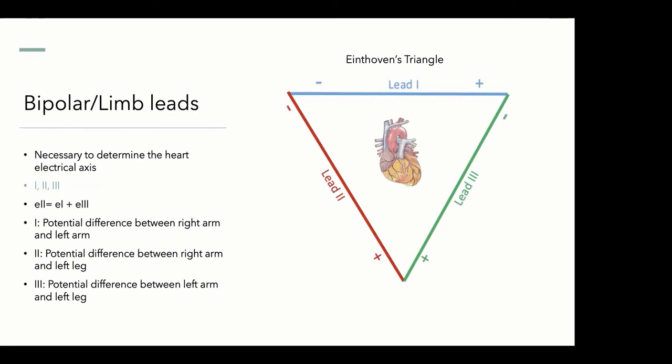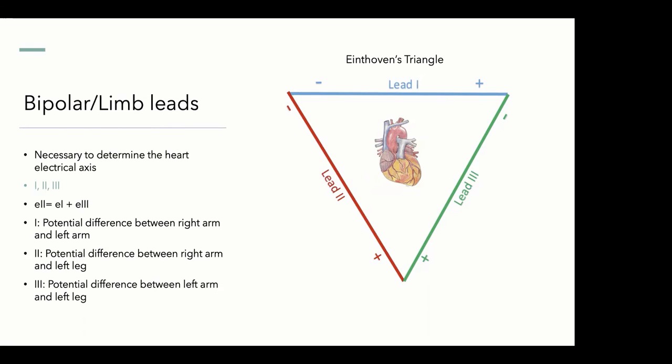The limb leads are bipolar. So, they are necessary to determine the heart electrical axis. So this will mean how the vector of the heart function would look like. We have lead 1, 2, and 3. And as you can see in the picture, we separate them from negative to positive part. Now, we have the Einthoven triangle with the principle that you can see here, that the energy from lead number 2 will be equal to the energy from lead number 1 and number 3.